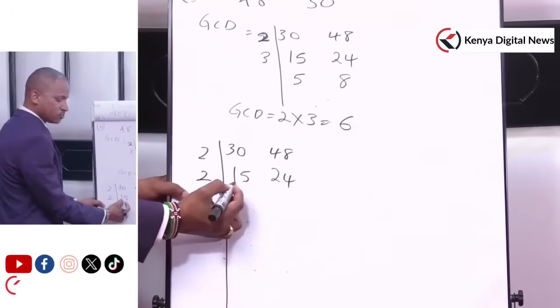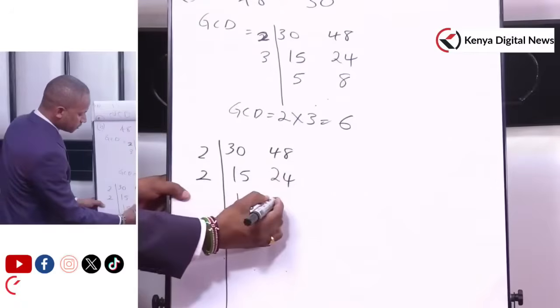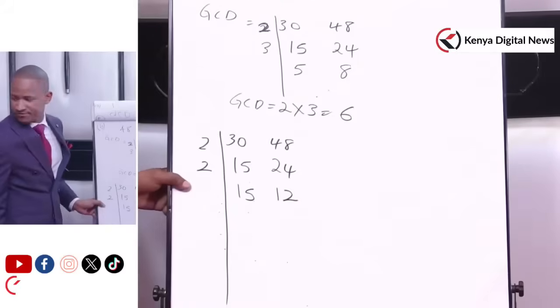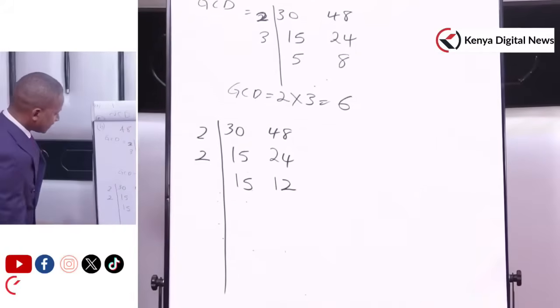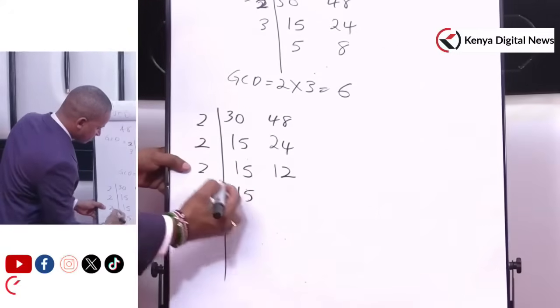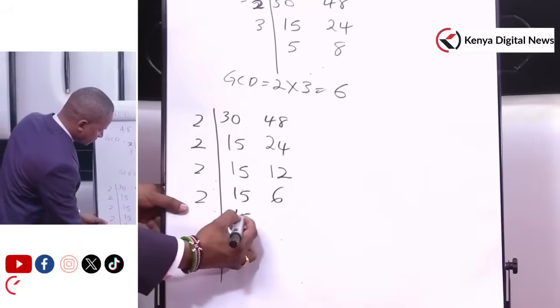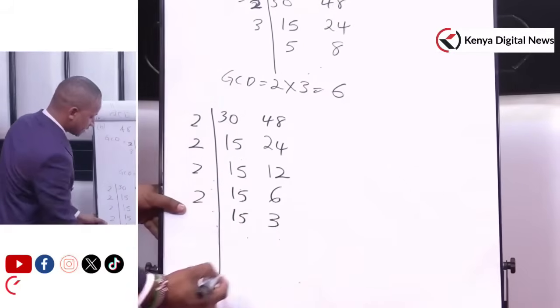Because it can go to 15 with a remainder, we just drop 15 down. But can it go into 24? Yes. How many times? 12 times. Then we get another number, which is 2. Finish with 2 first. You drop 15. 2 goes into 12 6 times. Again 2. Drop 15. 2 goes into 6 3 times.